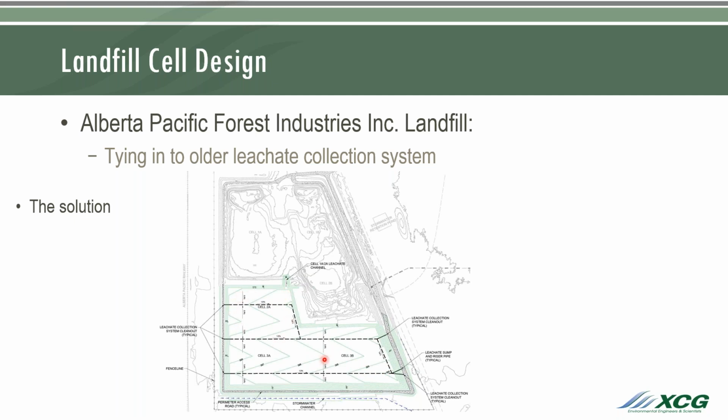And all the infrastructure for this cell was kept separate from the existing 1A, 1B, and 2B. So the decision was made to almost make two separate landfills as far as the base is concerned. But when the final contours are projected up, it would then look like one continuous landfill once it was filled.